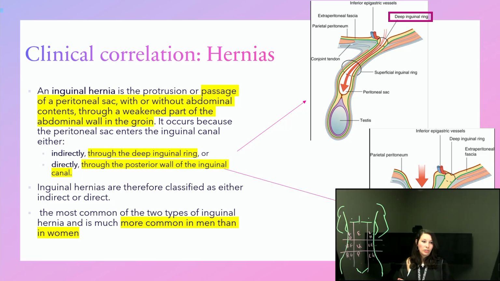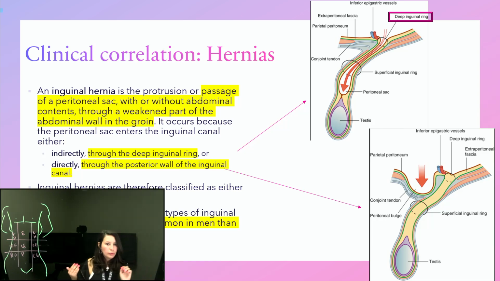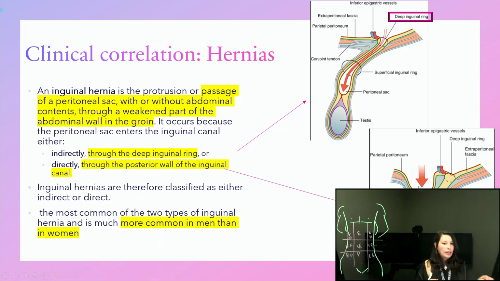I'll show you a picture in a second, but there are two ways in which this could happen. There could be an indirect hernia through the deep inguinal ring, which you can see right here, or a direct hernia. Let me move to the other side so that you can see the picture, which is through the posterior wall of the inguinal canal, in which case those contents are going to be entering that area.